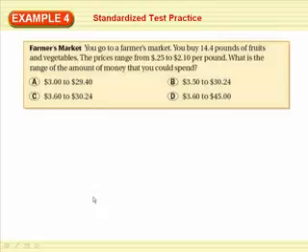Okay, example number 4, standardized test practice. It says you go to the farmer's market, you buy 14 4/10 pounds of fruits and vegetables. The prices range from 25 cents to $2.10 per pound. What is the range of the amount of money you could spend? Well, if all of them were a quarter, you have about 14 pounds. The smallest amount would be everything at a quarter a pound. So to find the smallest one, you take 14.4 times 0.25.